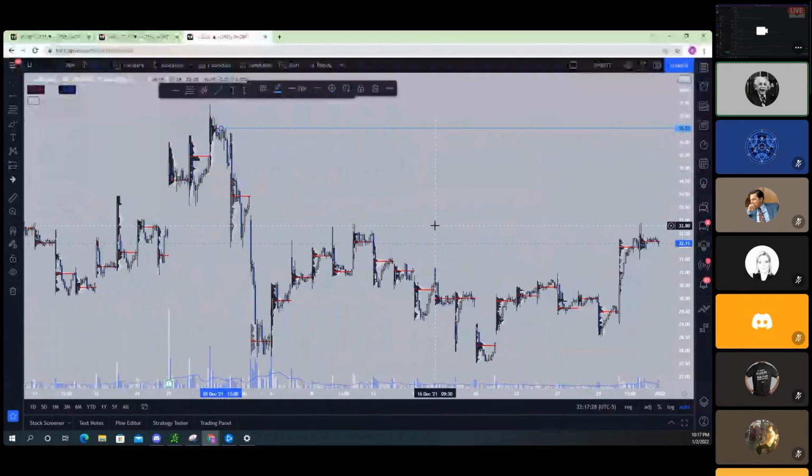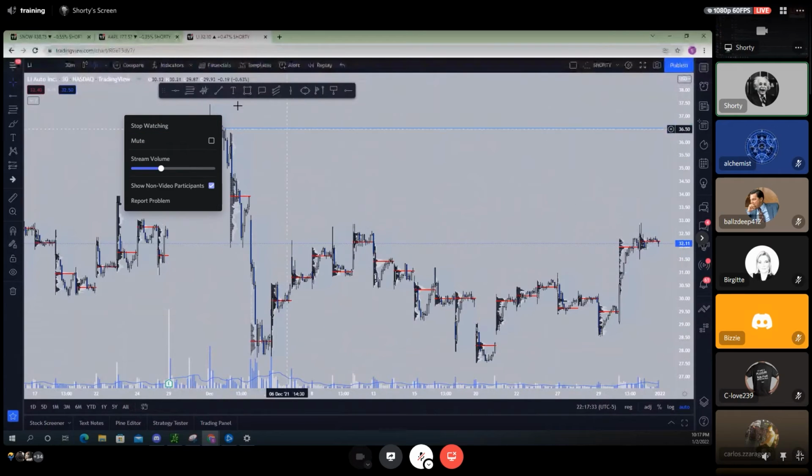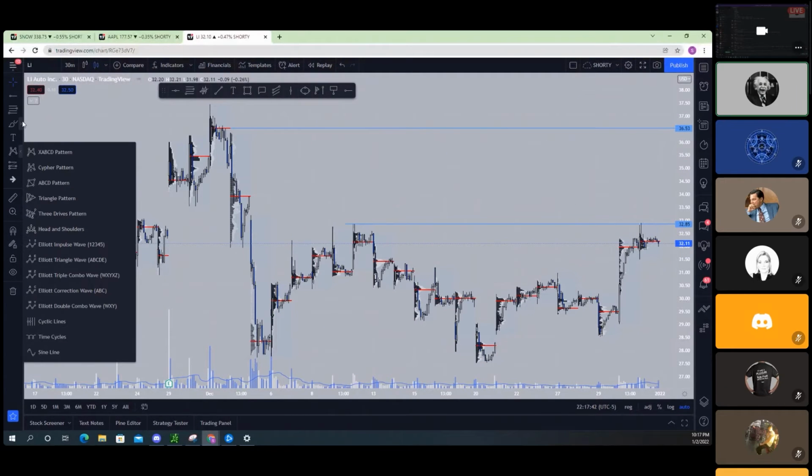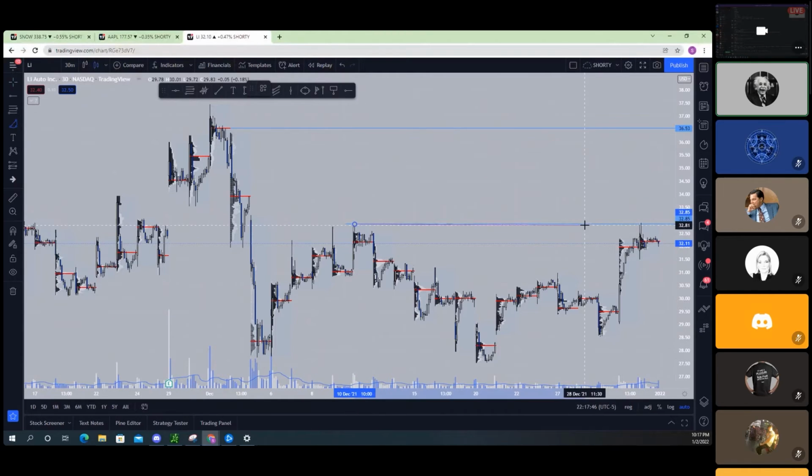So here for me, if you guys notice, does anyone recognize anything here? Any patterns? It's not inverse head and shoulders. How about if I give you a clue?